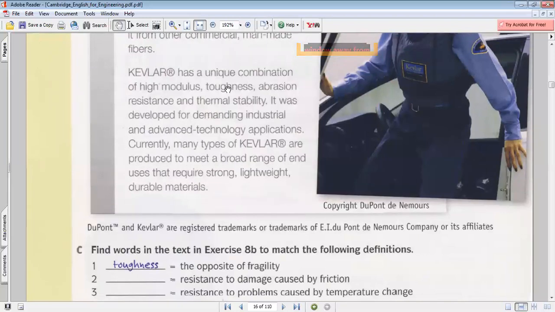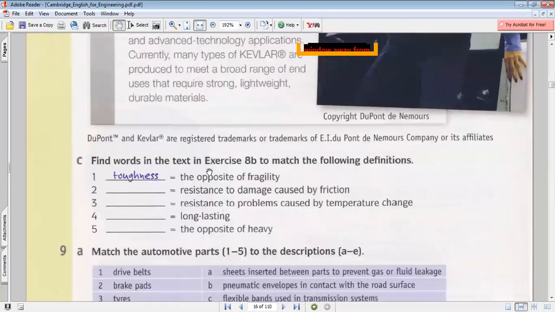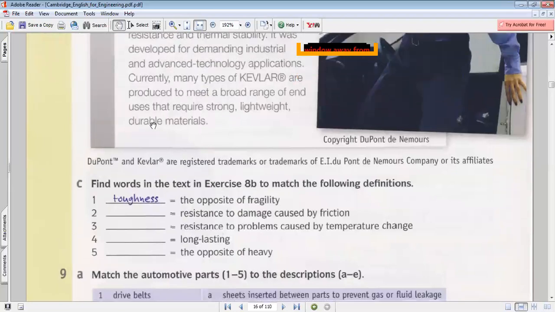Toughness. Yeah, tough, hard, rough, strong. It's the opposite of weak and fragile. Weak and fragile. Yeah, let's see number 3, 4. Long lasting. Which one means long lasting? Durable. Yes, durable. Durable means long lasting. Now, what's the meaning of the opposite of heavy? It's what?